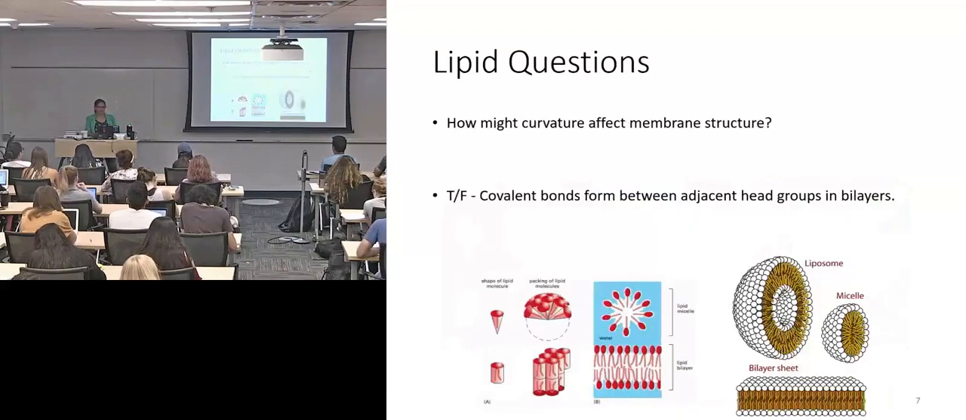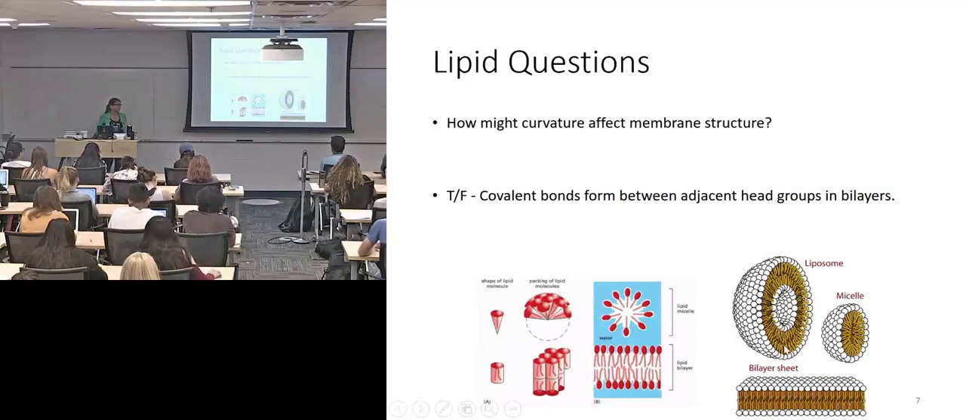So these were questions from last time. One of the questions was, how might curvature affect membrane structure? Which structures out of our choices here was the least stable? Micelles. Why? There's a lot of reasons why, but let's talk about curvature exclusively.